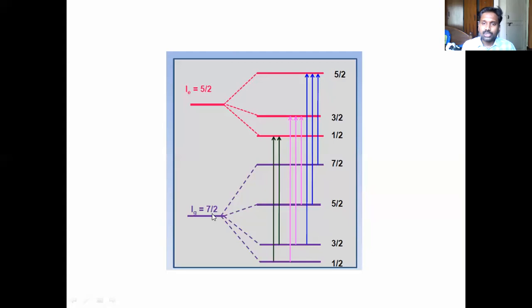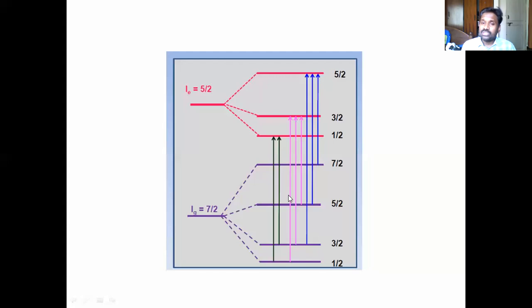Now you split this 7 by 2, you get plus or minus 7 by 2, plus or minus 5 by 2, plus or minus 3 by 2, plus or minus half. So 1, 2, 3, 4. Essentially, you get 4 energy levels. And what about 5 by 2? Plus or minus 5 by 2, plus or minus 3 by 2, plus or minus half. So you get 3 energy levels. Now, once you write all possible energy levels, of course, every energy level is doubly degenerate. Please don't forget that.